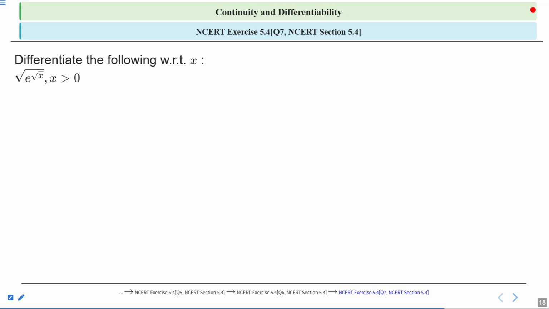Now, NCERT exercise 5.4, question number 7. We have to basically differentiate the following with respect to x. And the expression is root over e to the power root over x, right? Where x is greater than 0, right?